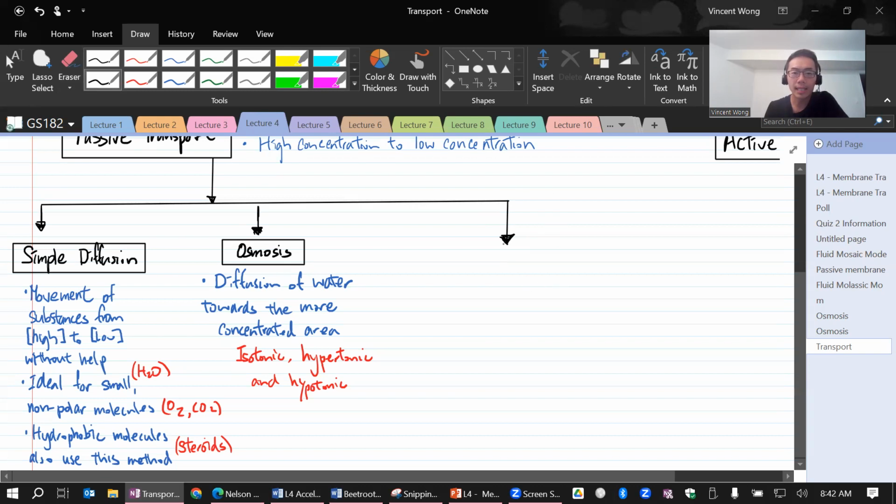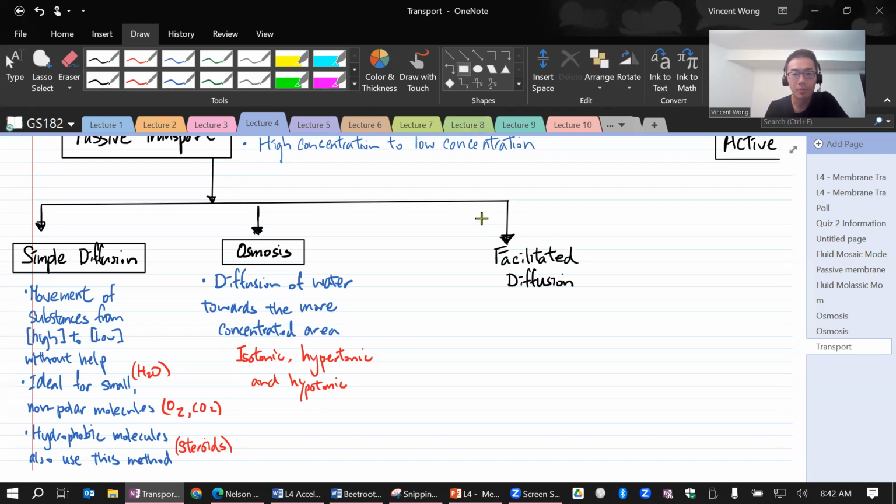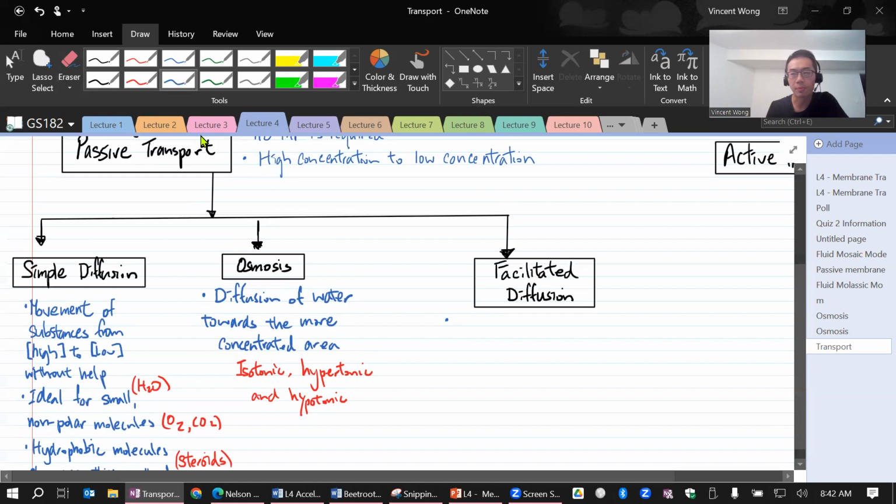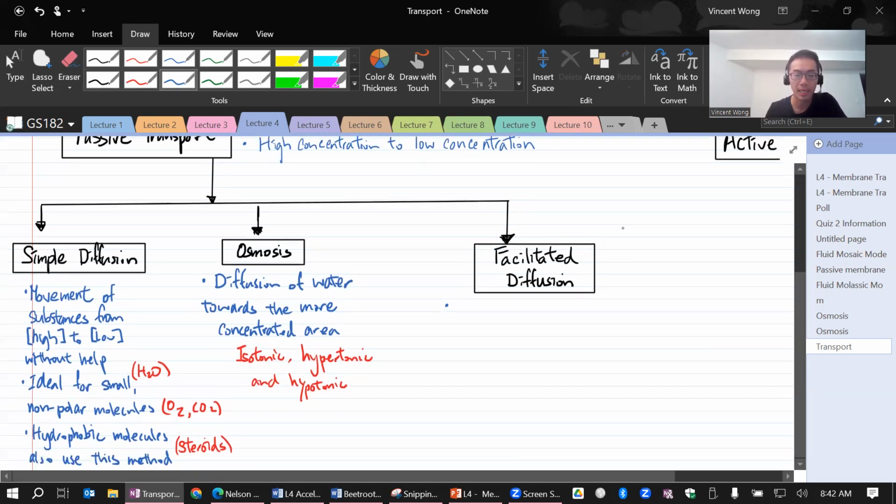All right, so the last kind is called facilitated diffusion. By the way, we talked about all this already last class. I'm just putting it in a chart for you. Facilitated diffusion is still under passive transport. It still does not require energy. We are still going from high concentration to low concentration. The difference is that the molecule that is trying to go through is too big.